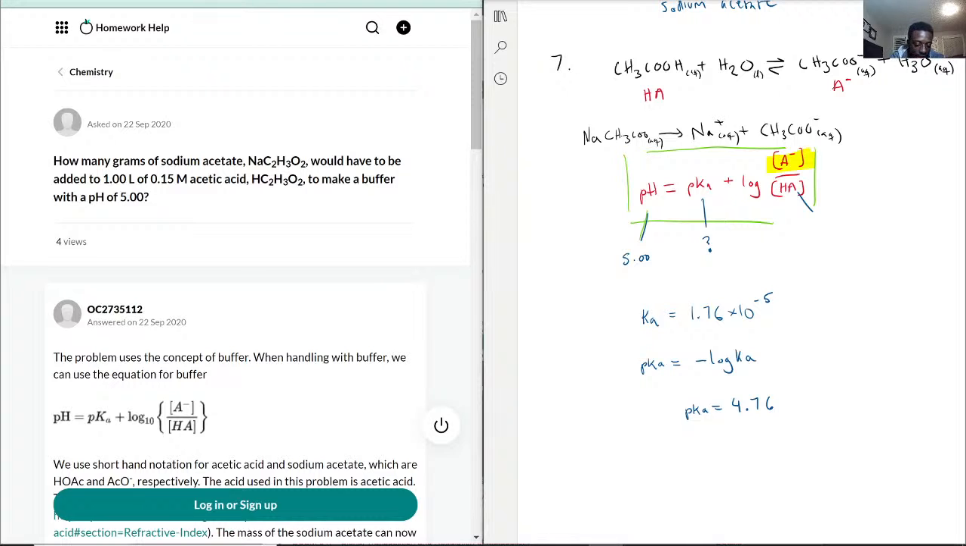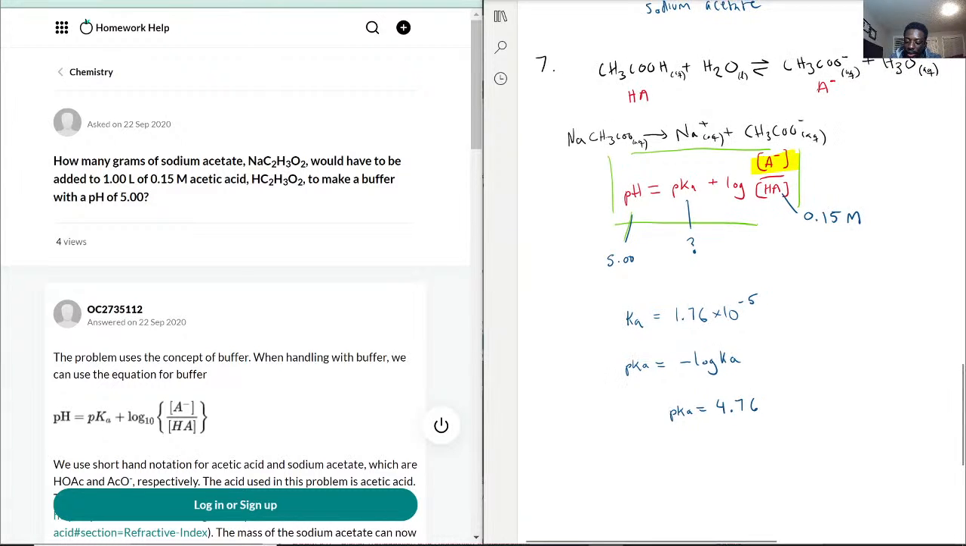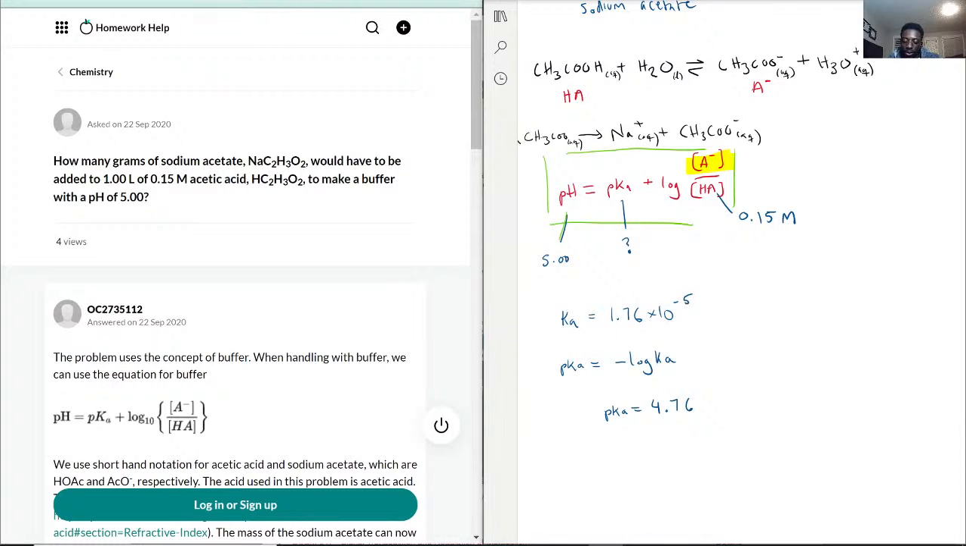But let's see, HA, it says 1 liter and 1.5 moles of acetic acid. So we can ignore the 1 liter part, because the important thing is that they give us the concentration, which is 0.15. The 1 liter thing doesn't really apply here because we don't need the moles. Technically you could use the moles to solve it as well, but we're just looking for concentration because you can also get grams from there. Okay, so 1.5 M.